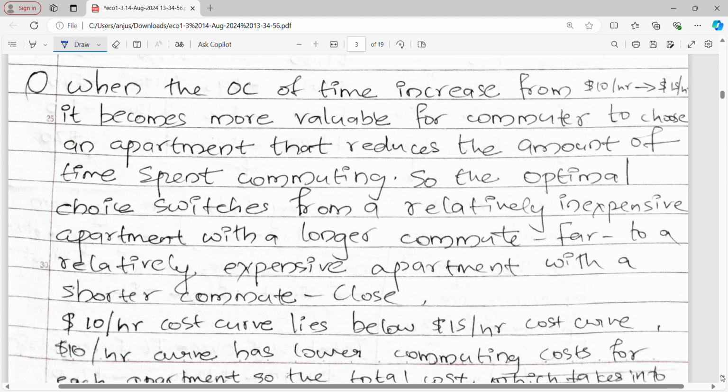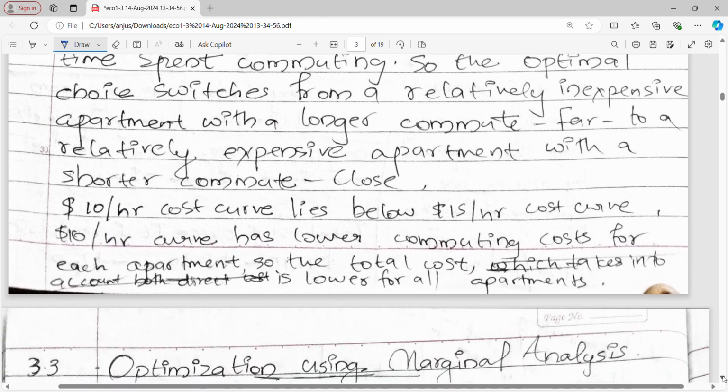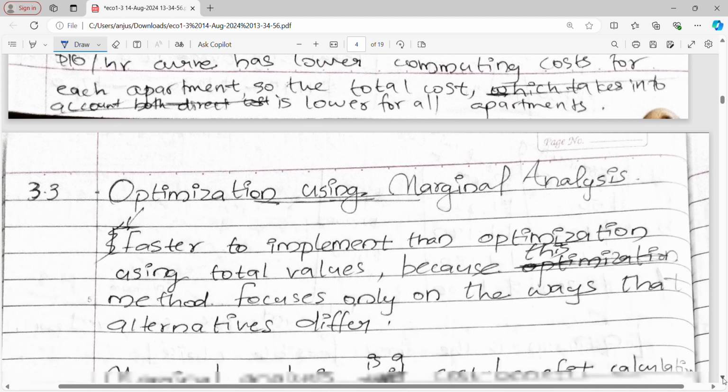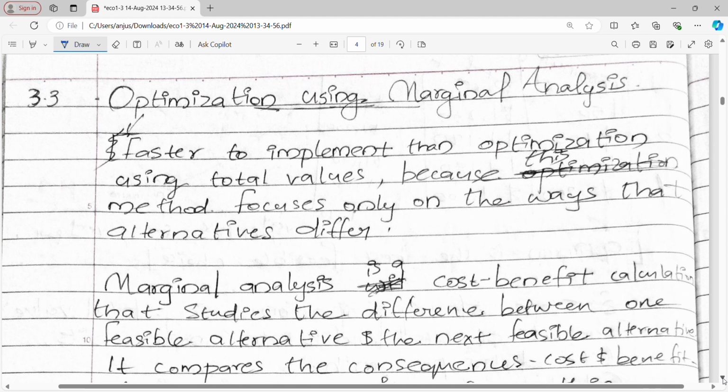The $10 per hour cost curve lies below the $15 per hour cost curve. So the $10 per hour curve has a lower commuting cost for each apartment, so the total cost is lower than for all apartments. Okay. So next is optimization using marginal analysis.